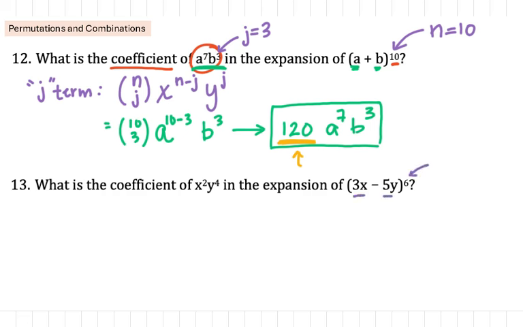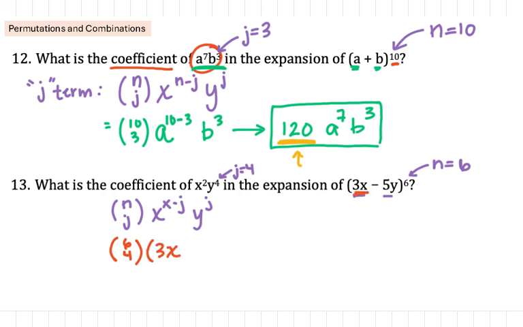So again, this power is what we call n. N is 6 in this case. And which term do we want? We want the j equals 4 term. And so the j term is going to be n choose j, x to the n minus j, y to the j. Now we'll plug in everything. So we've got 6 choose 4. Now instead of x, we've got 3x. So be careful here. 3x to the 6 minus 4. And then what's our y term? Minus 5y to the j, which is 4.